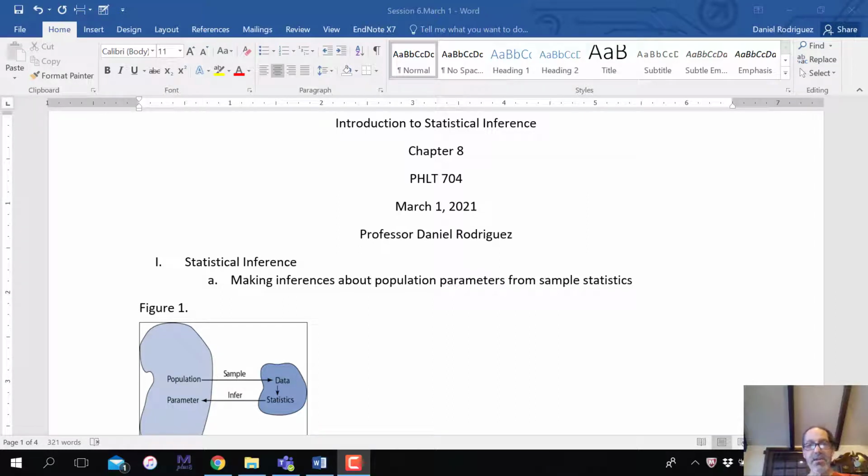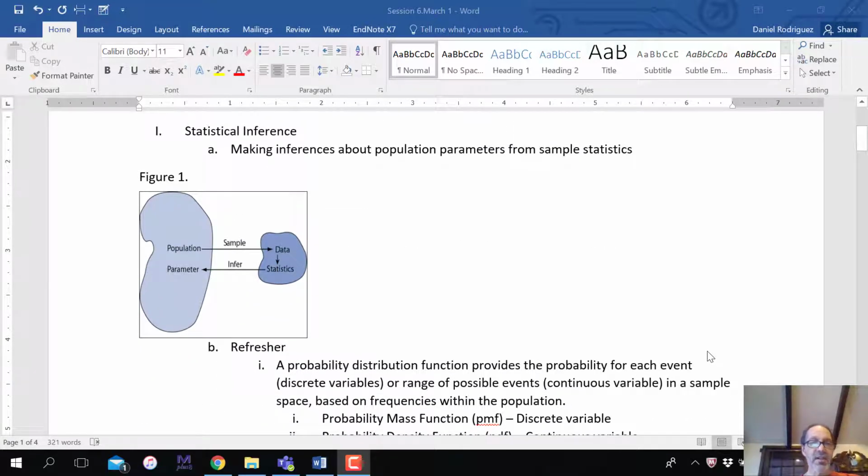Good morning. So we're going to start an introduction to statistical inference. Although we're not going to get specifically into that today, we're going to set up our knowledge base so that we can talk about statistical inference. So this is some refresher content.